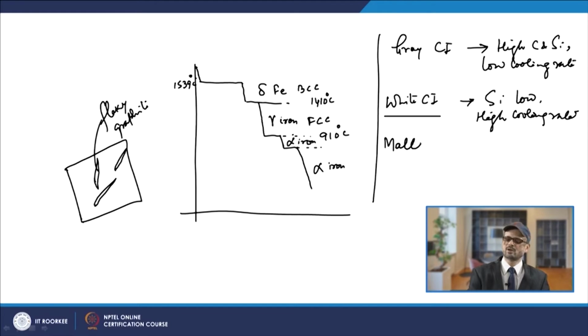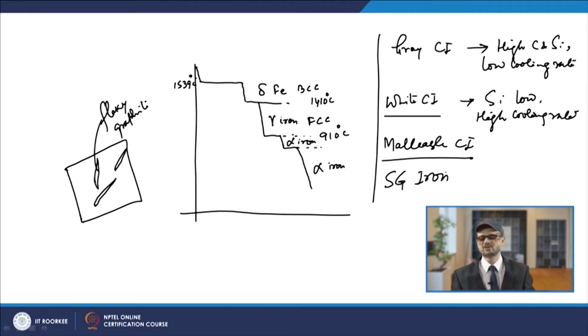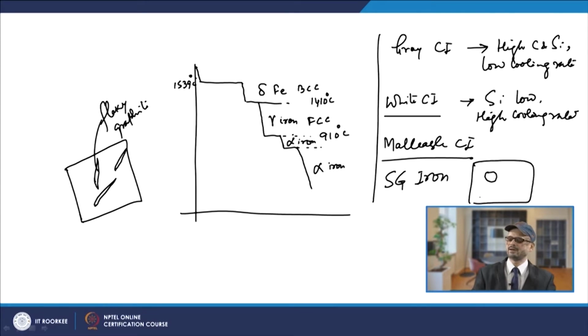Then we also use spheroidal graphite cast iron, that is known as SG iron. In this case, for the same composition, magnesium or Ce is added into the melt. That will convert the flaky graphite into round ones. So, you get spherical globules of graphite. That is known as spheroidal graphite cast iron.